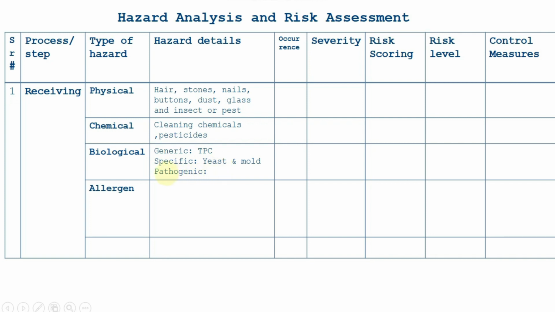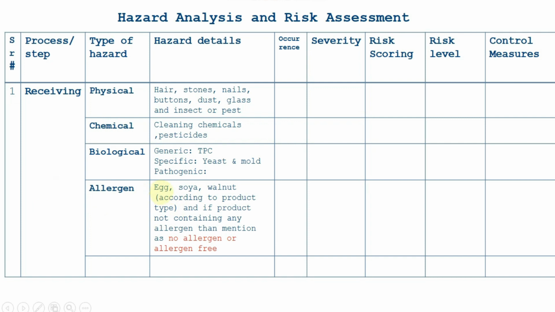The final one is allergen. For example, if in your ingredients you are adding or using egg, soya, walnut, or other allergens in your product, then these will be mentioned there. So we have filled out the first portion of the risk assessment.